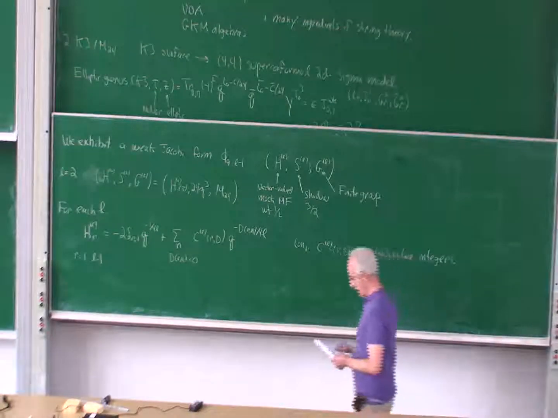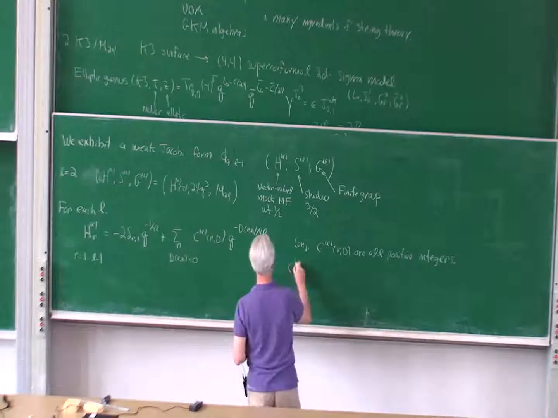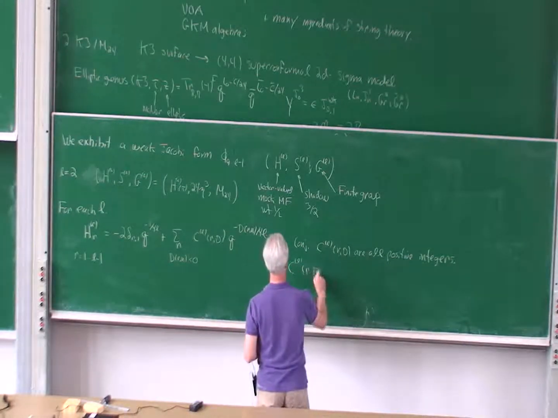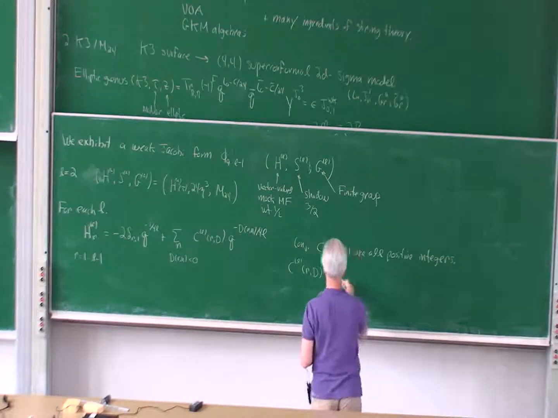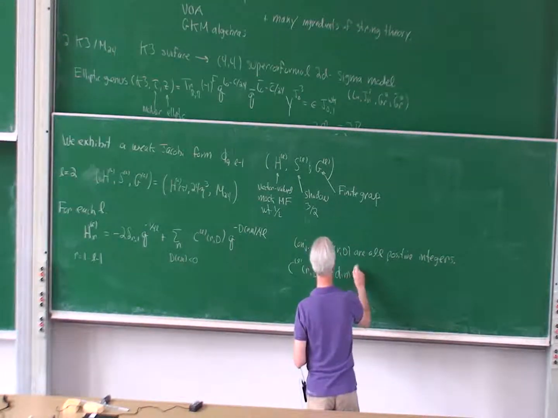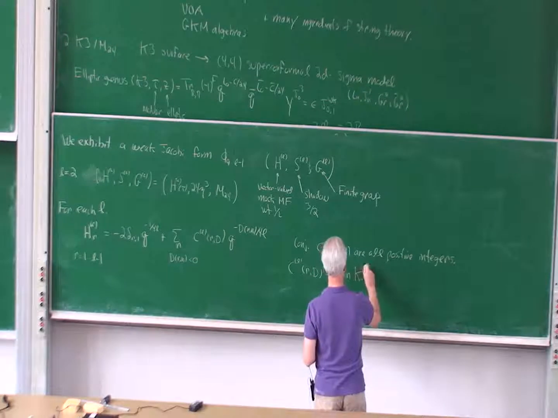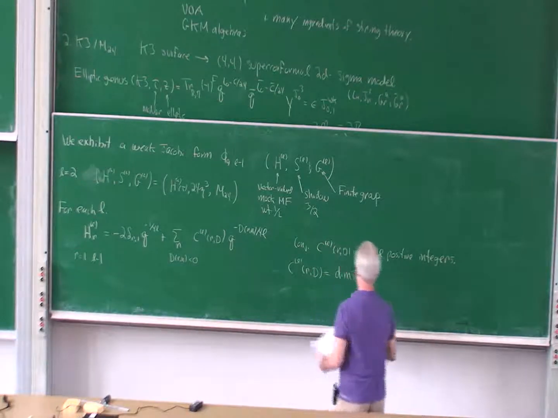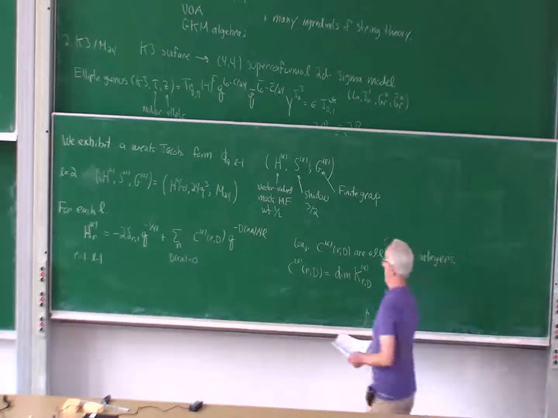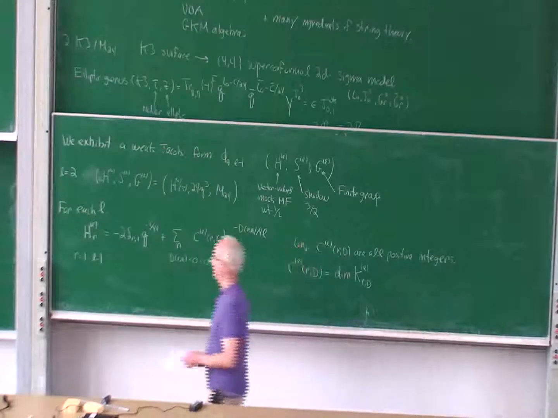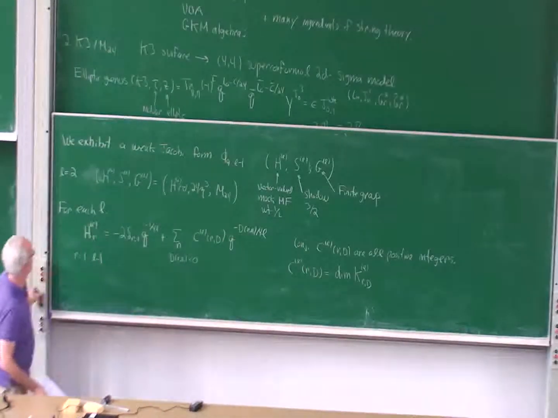And if they're all positive integers, then it makes sense, just as was done in Monstrous Moonshine, and also in the K3 M24 story, to think that there should be vector spaces K, and you should think of these coefficients, C, as dimensions of these vector spaces. The H_L, this level L, say index L.